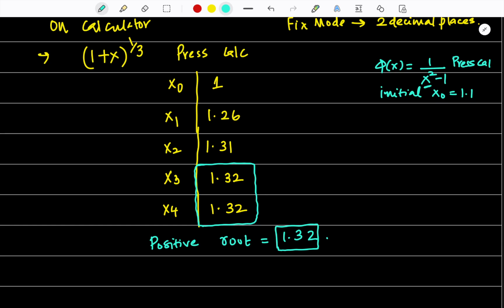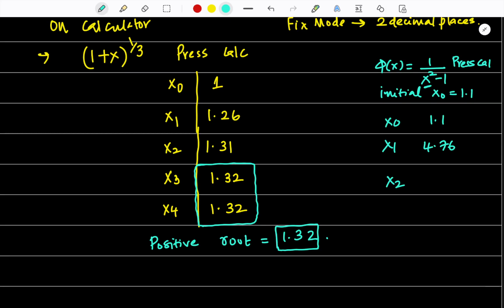Right. So let me type this equation in the calculator. Press the fraction mode. 1 divided by alpha x square minus 1. And then press calc. So I'm going to give x naught, x1, x2 like this. I press 1.1, and I am getting 100 divided by 21, which is 4.76. Am I right? Yes. Again press calc, press 4.76.